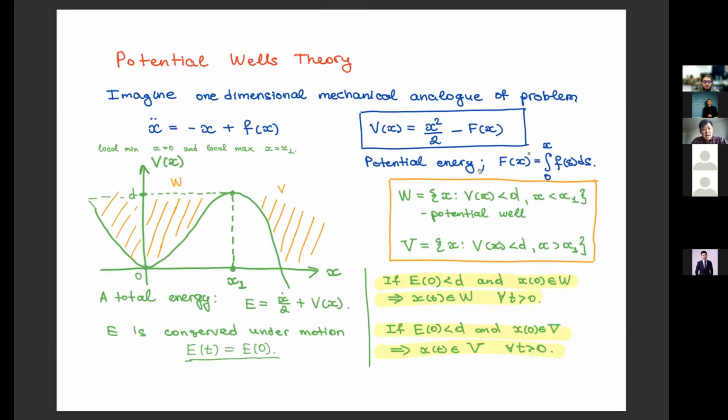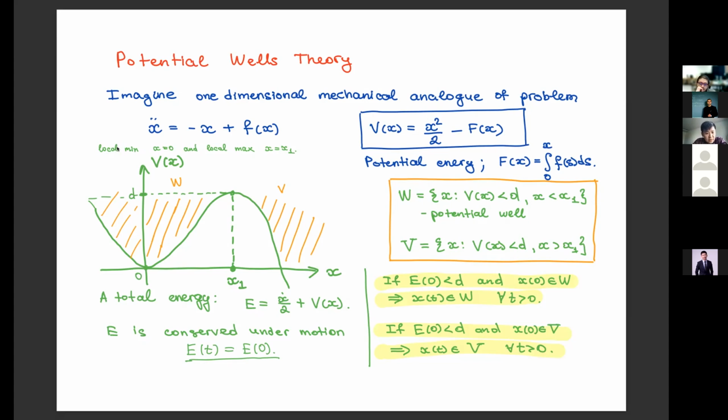So now I will talk about potential well theory, which for me is a very interesting method to see global existence and blowup solutions from a different angle, and it has very good intuitive thinking. For example, imagine a one-dimensional mechanical analogy of our problem. We can write it in the following form, and its potential energy has this following form. Again, F(x) is this form.